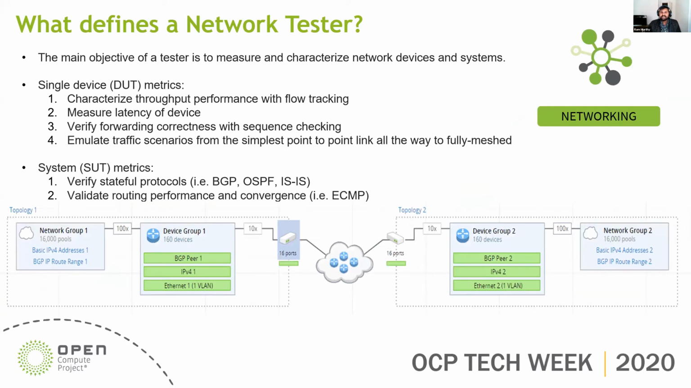Before we dive deep into the implementation details of P4, we want to establish the definitions for what a network tester really is. First and foremost, the main objective of a tester is to measure and characterize network devices and systems. For instance, an original design manufacturer or network equipment manufacturer will be interested in qualifying the throughput, latency, and forwarding correctness of their devices prior to shipping or going into production. Similarly, a network operator may be interested in qualifying the routing correctness of protocols such as BGP, or convergence performance such as ECMP, with a set of devices ready for deployment.